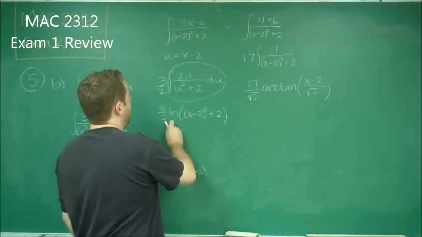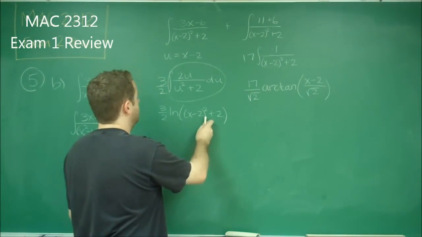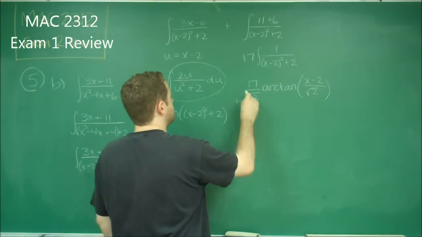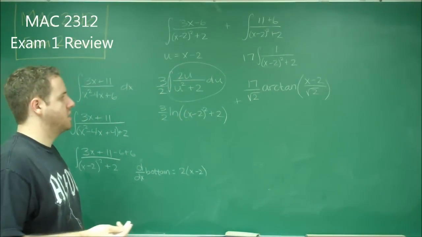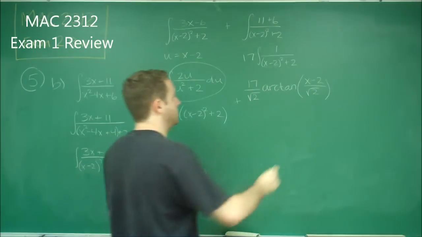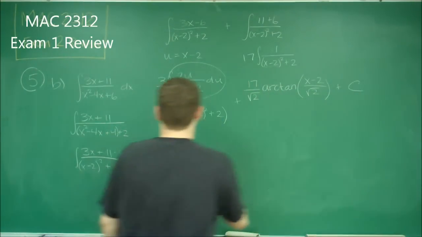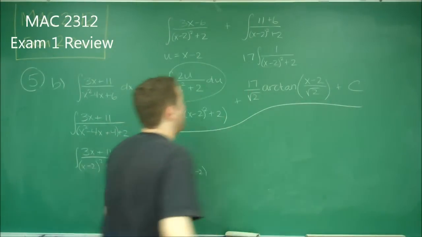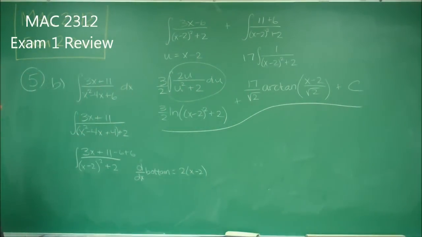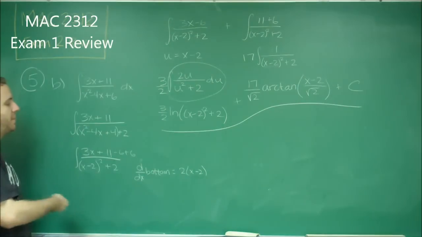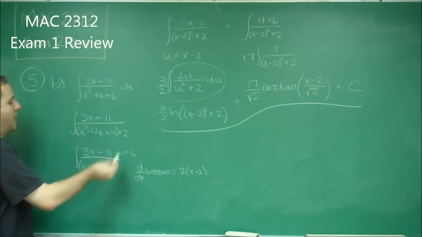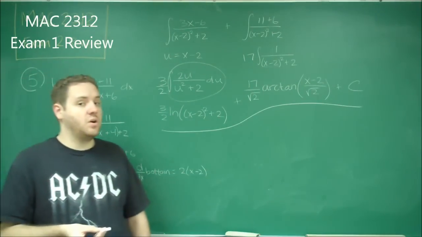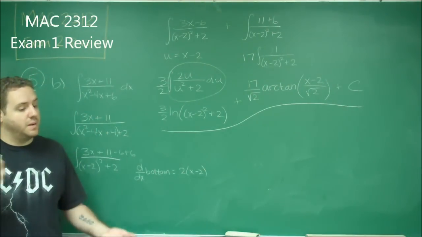So we get 3 halves ln of x minus 2 squared plus 2 plus 17 over square root of 2 arctan of x minus 2 over square root of 2 plus c. And that's our final result here. So this ended up actually not being a partial fractions problem, even though it looked like it at the beginning. So if you have to complete the square, chances are your answer is going to end up with an ln part and an arctan part.